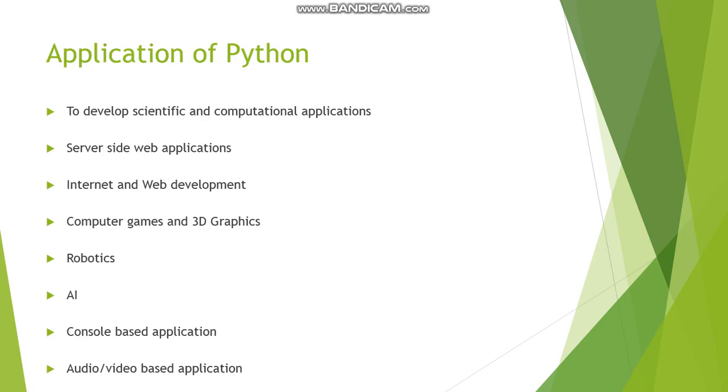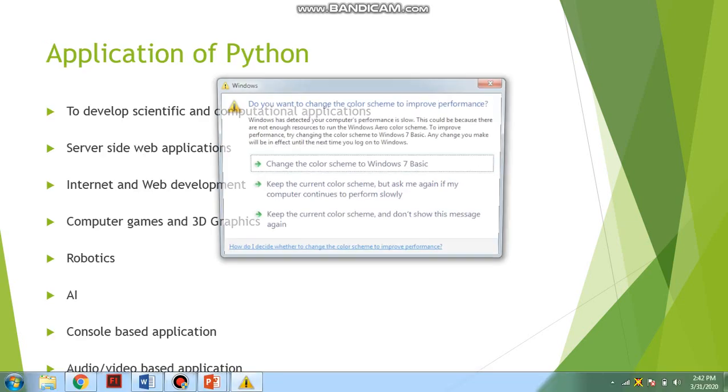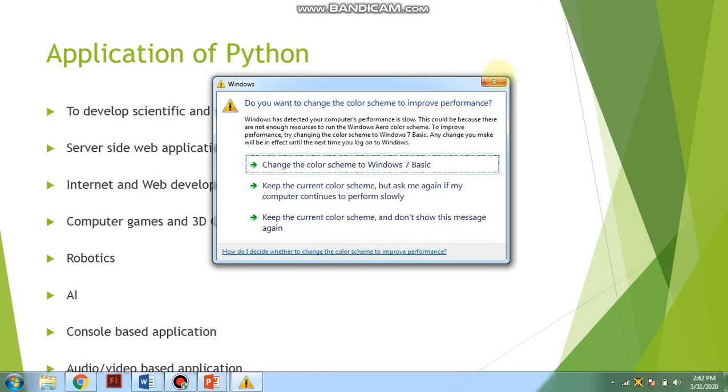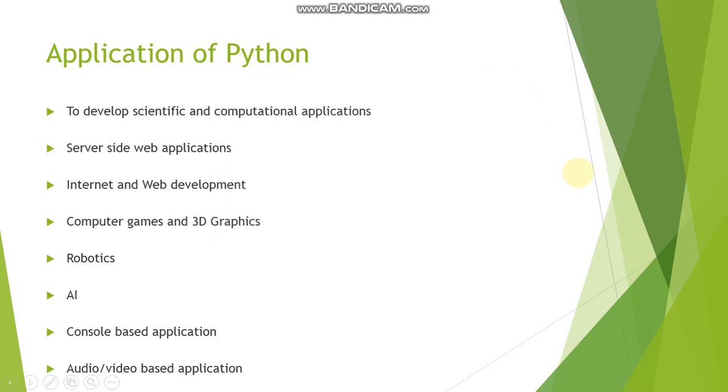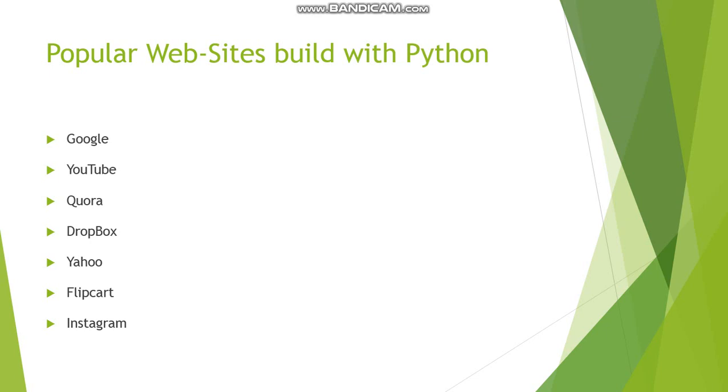Okay. So now we'll discuss the applications of Python. Application of Python means where we use the Python language. We have different uses of Python, like robotics, AI (artificial intelligence), computer games and 3D graphics, console based applications, and server side applications. So there are various uses of the Python programming language.